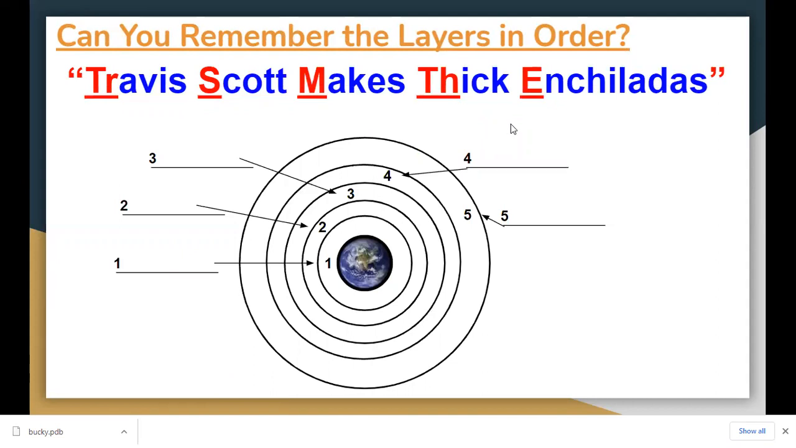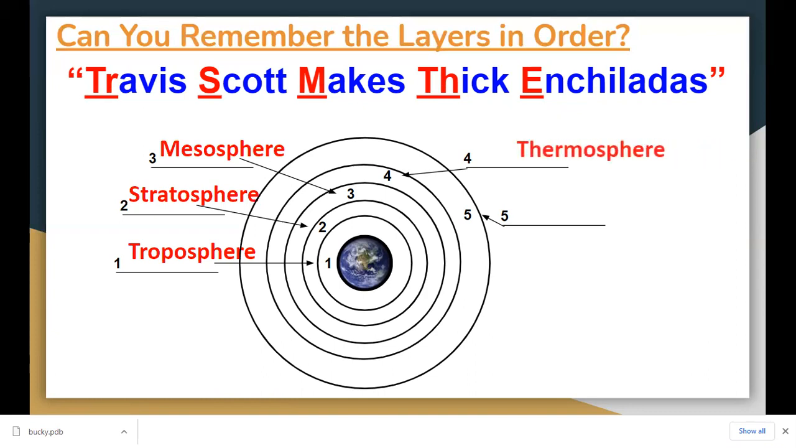Okay, hopefully you paused it and you came back now. So the first layer, the one closest to the Earth, is the troposphere. What's number two? The second layer out from the Earth is the stratosphere, right? What's the third layer out from the Earth? The mesosphere. What's the fourth layer out? Use the Travis Scott Makes Thick Enchiladas. The thermosphere. And the fifth and final layer before outer space, enchiladas, exosphere. You got it. Hopefully you got those right and tried those on your own. So now if you'd like to take a break, now's a good time. Otherwise, I'm going to just keep going.